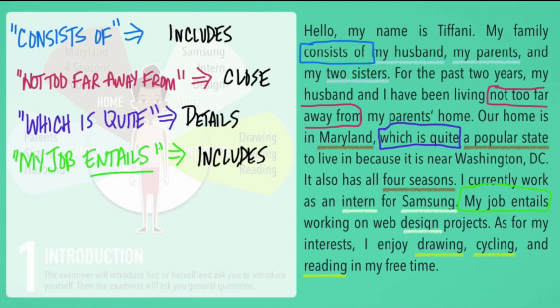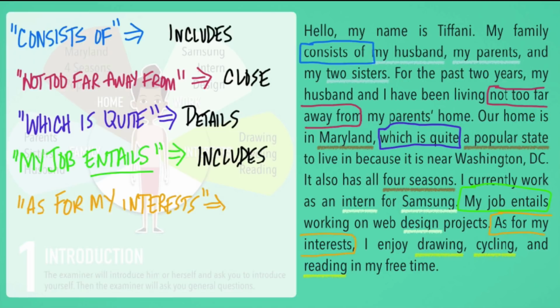As far as my interests, I enjoy drawing, cycling, and reading in my free time. Now, in this last sentence, the last part of our introduction, I said, as for my interests. Now, this is also a very natural expression that native English speakers use when they are talking about certain things. So, as for my interests.